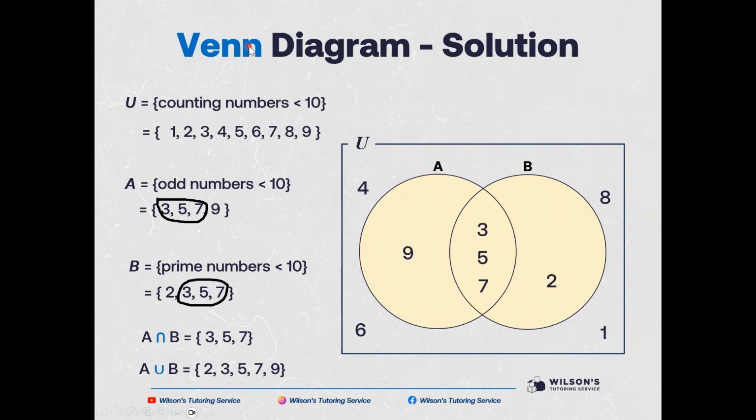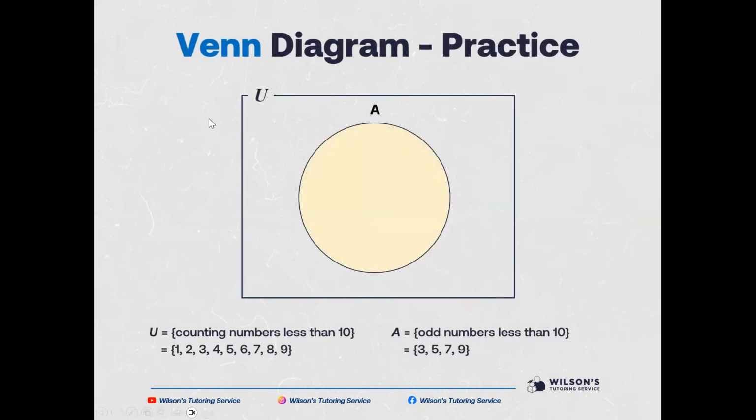All right, let's try another. In some cases, you'll find that though you have a universal set, you'll only have one subset you are working with. In this scenario, your Venn diagram will have only one circle. Take, for example, we have in the universal set the counting numbers less than 10, which is numbers 1 through 9, and the odd numbers less than 10, which are numbers 3, 5, 7, and 9. Pause the video now, take an attempt at this, then we will look at the solution after.